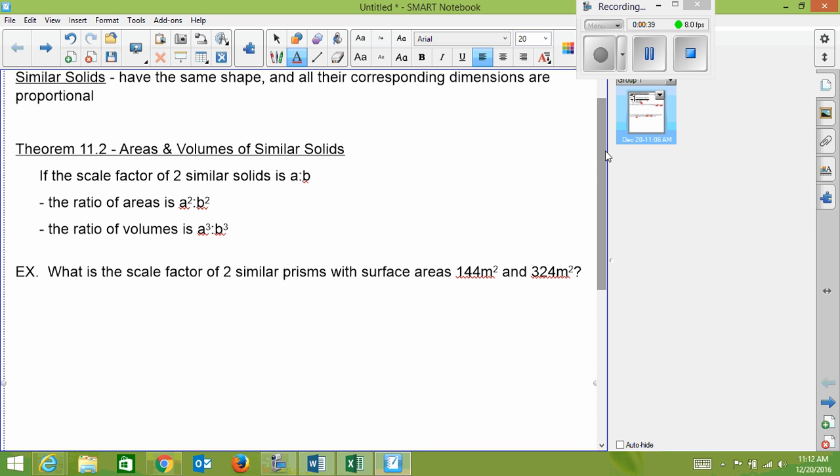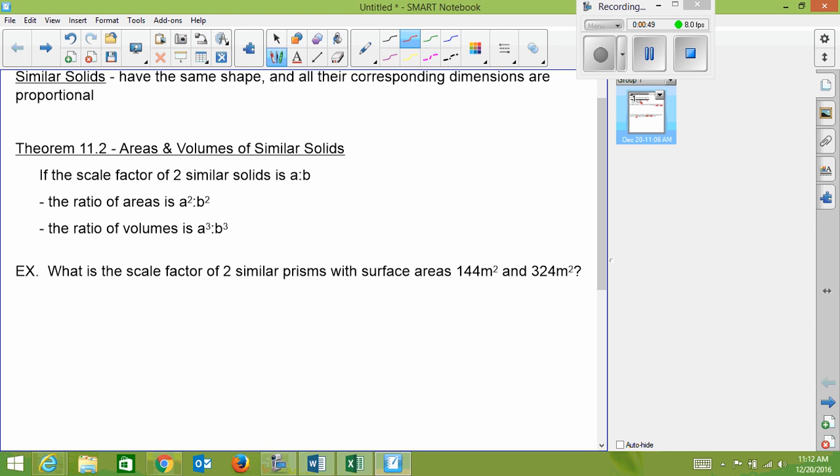What is the scale factor of two similar prisms that have surface areas of 144 square meters and 324 square meters? In other words, what we have there is a to b, or a squared to b squared, right? We have 144 over 324, and that is their surface areas. So that's a squared to b squared. Now I don't want a squared to b squared, I want a to b.